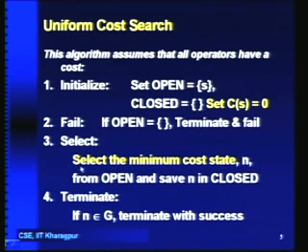Otherwise, now here is the difference, we will select the minimum cost state n from open. So, out of all the states in open, we will pick up the one which is the minimum cost state. Later on, we will talk about what we do in case of tie breaking. We will come to that later. Assume now that all the costs are distinct, so we just pick up the minimum cost state. We pick it up from open and save it in closed. Now, in order to do this, what will be one possible data structure for open?